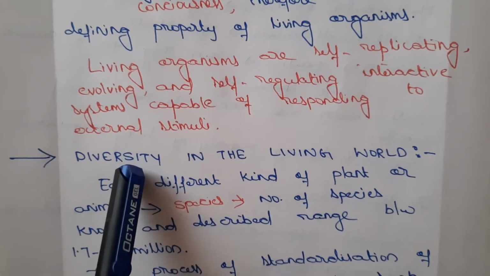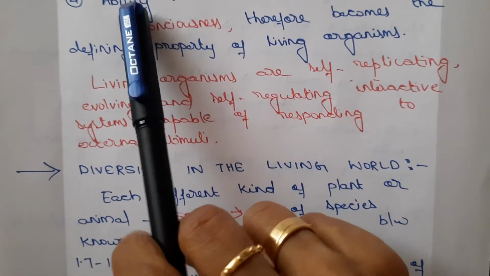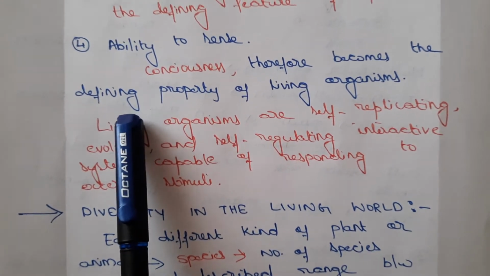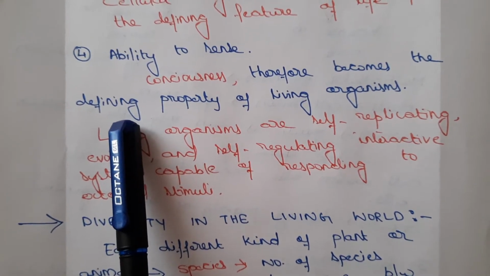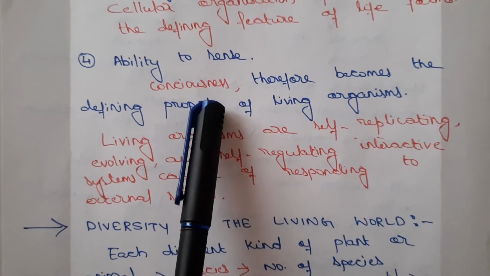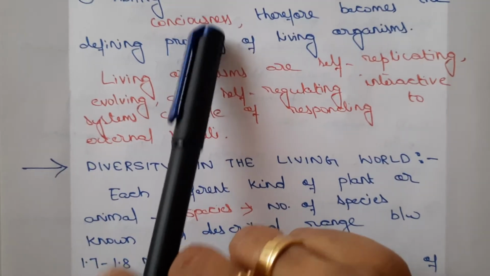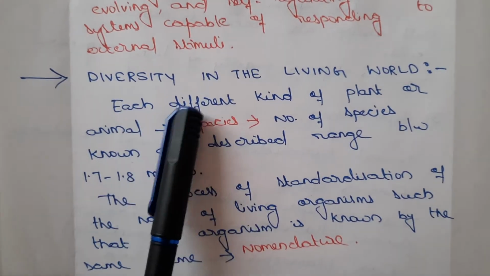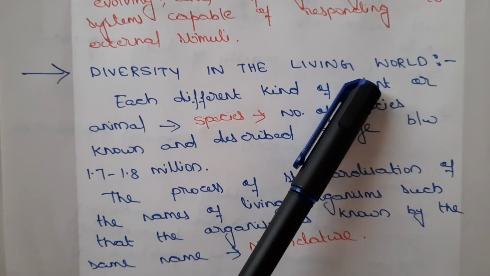Now, let's move on to the next heading. So we have seen various characteristics of living organisms. Among all the characteristics, we find that metabolism and the ability to sense the environment can be considered as defining properties of living organisms. Now let's move on to the next topic, that is diversity in the living world.